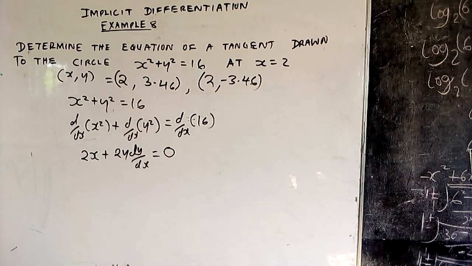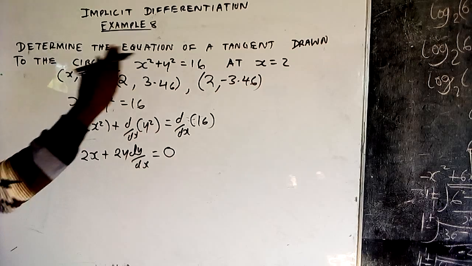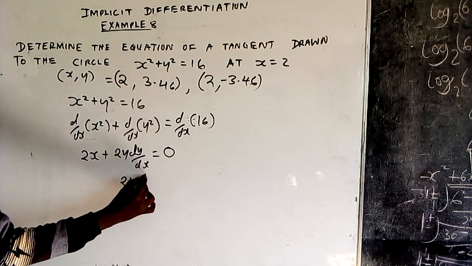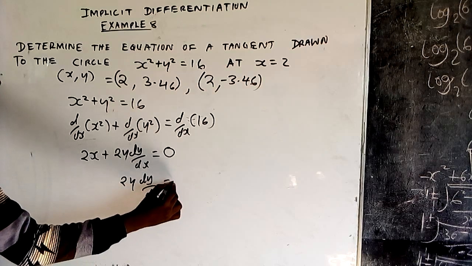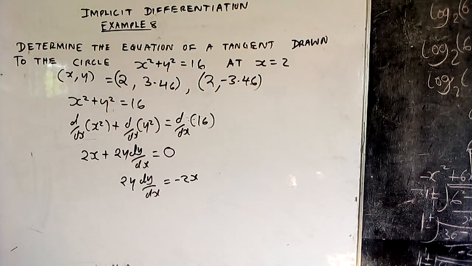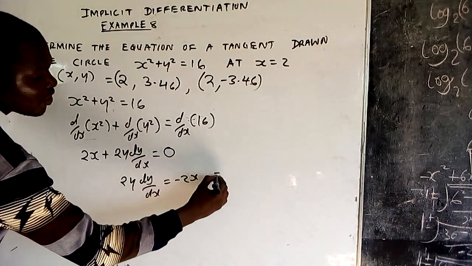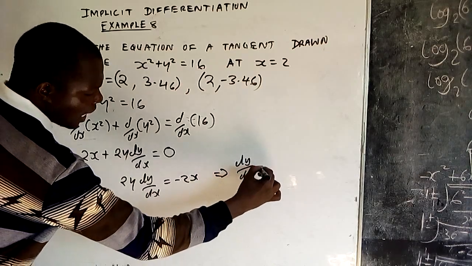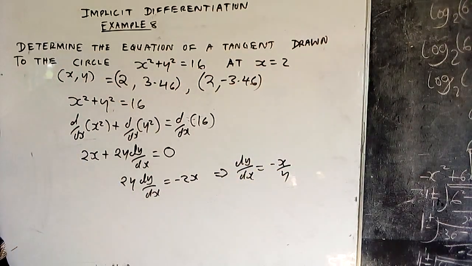Anytime you are differentiating a constant, whether the constant is 0, a number, or an unknown value, the derivative is 0. Now from there, we want the derivative dy over dx. We make it the subject of the formula, isn't it? So taking 2x to the other side of the equation, we have 2y dy over dx is equivalent to negative 2x. So you divide both sides of the equation by 2y. Having divided both sides by 2y, you end up with dy over dx equal to negative x over y, because the 2 will cancel out with the 2. Negative x over y.